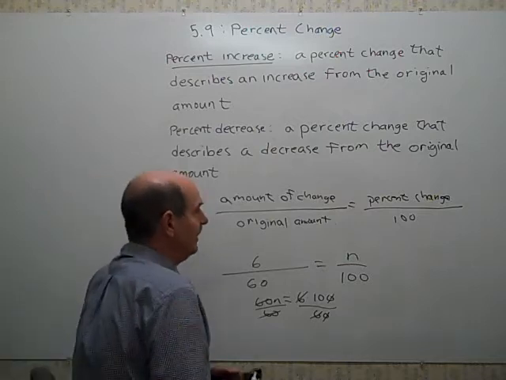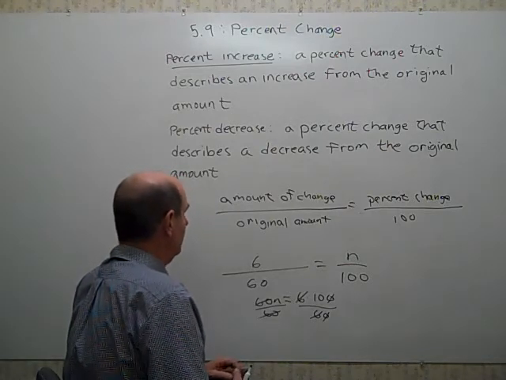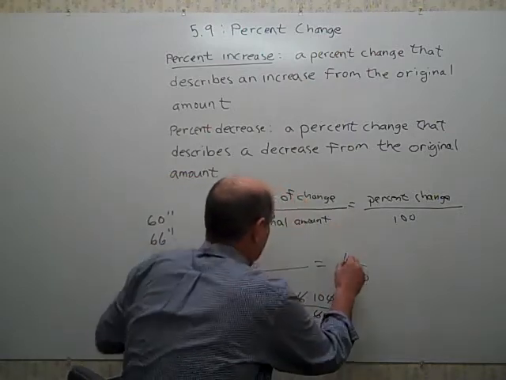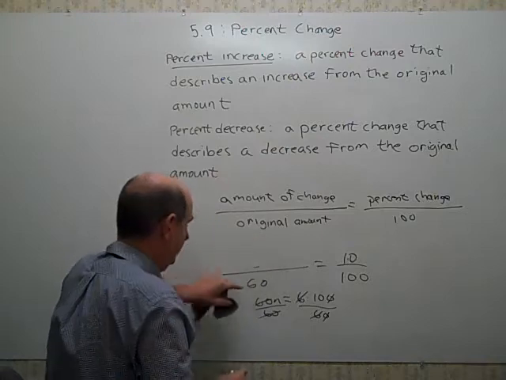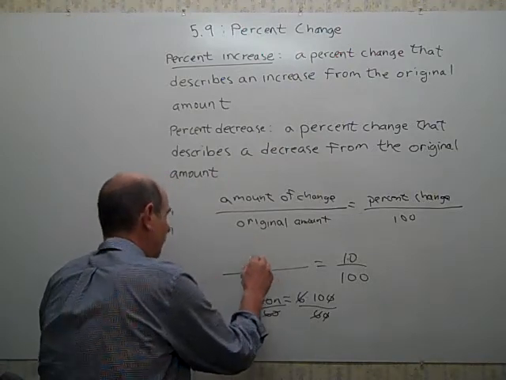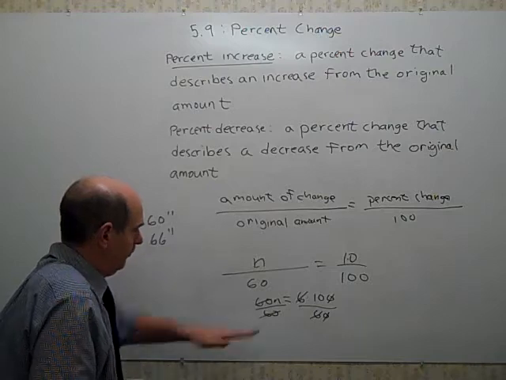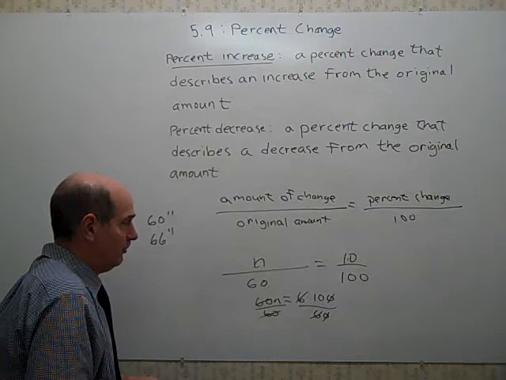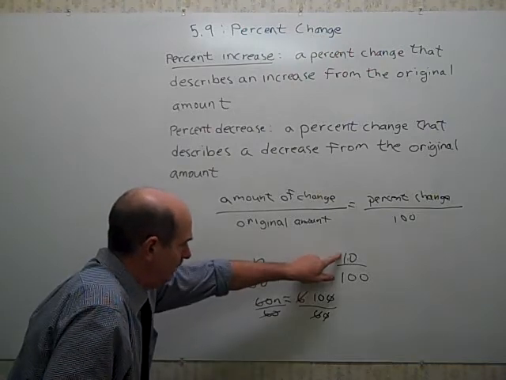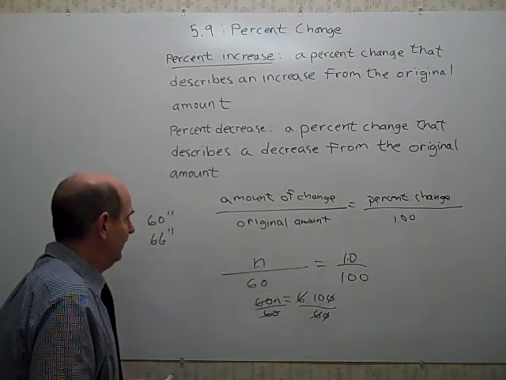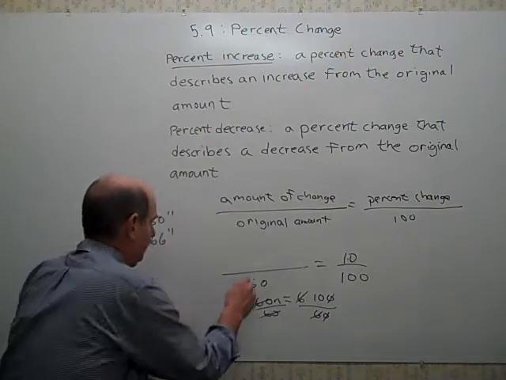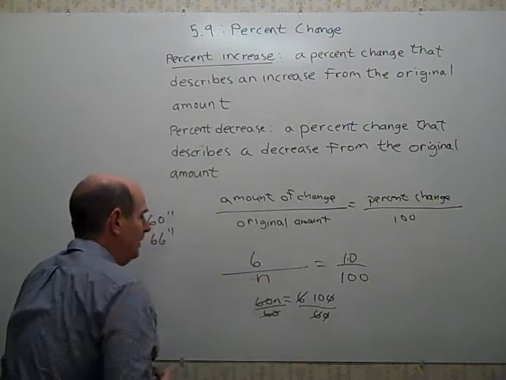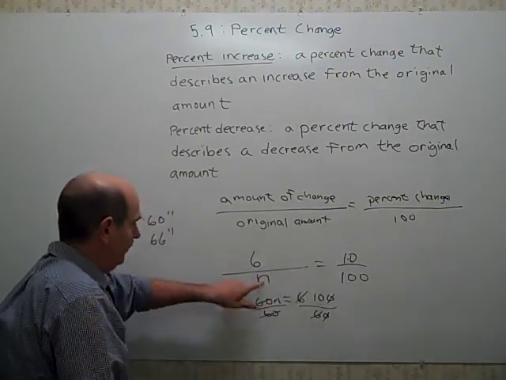If I had known that there was a 10% change in someone's height, I could put a 10 here. And if I wanted to know, if their original height was 60 inches, the amount that it changed, I could solve this proportion: n over 60 equals 10 over 100. Or if I knew it was a 10% change, 10 over 100, and the amount of change was 6, but I didn't know what the original amount was, I could solve this proportion, and of course n would be 60.